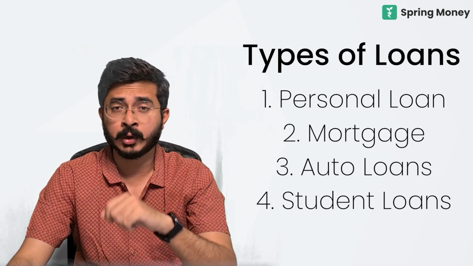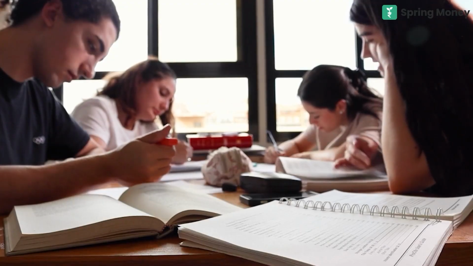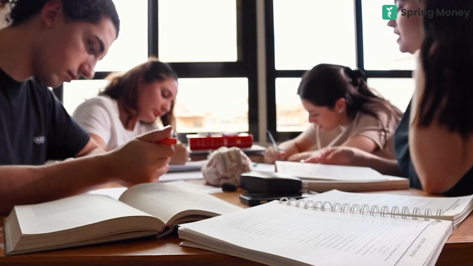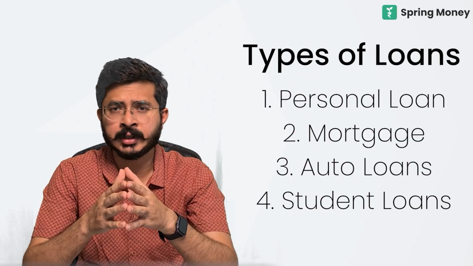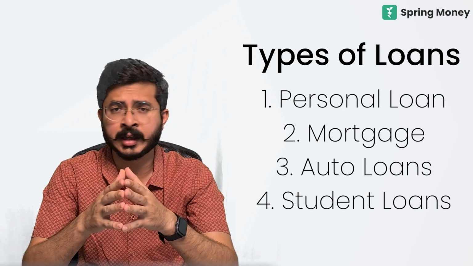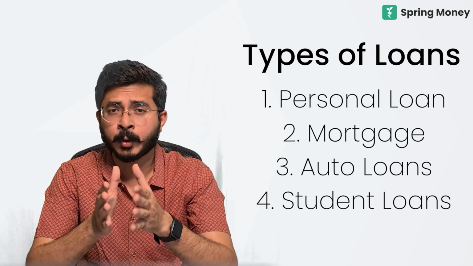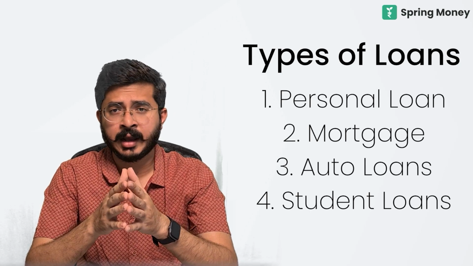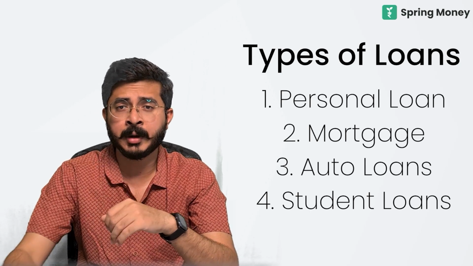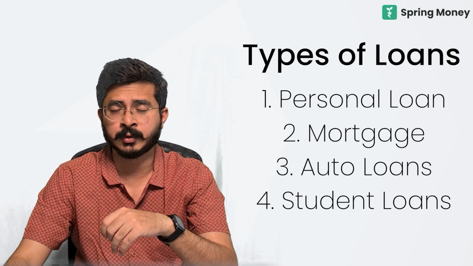Number 4, student loans. Student loans are used to pay for education expenses such as tuition fees, books, and other living expenses. They can be government backed or be provided by private lenders, and they typically have longer repayment terms than other types of loans.